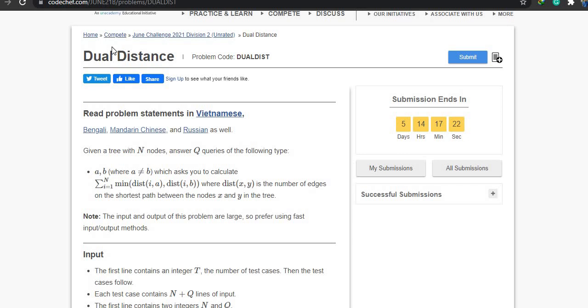Today we will discuss Dual Distance from the June Long Challenge. We are going to understand the question and then discuss how to solve it and which algorithm will be used, all in detail. But I will not discuss the full solution; I will give you a hint. So without any delay, we will start Dual Distance.